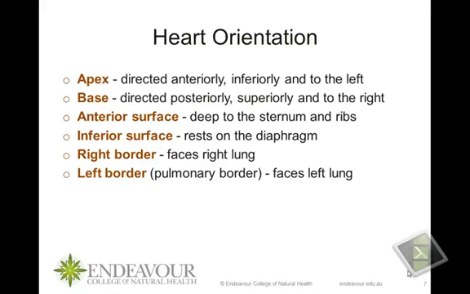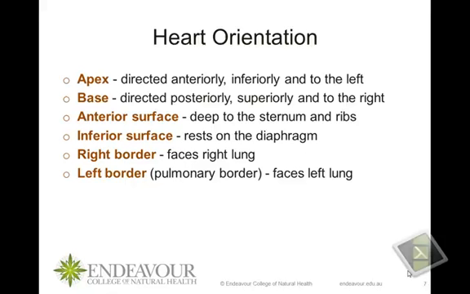So the orientation of the heart has an apex and a base. The apex is directed anteriorly and inferiorly and to the left of the thoracic chest or the chest cavity. The base is directed posteriorly and superiorly and slightly to the right. So the heart actually lies on an oblique angle. The anterior surface of the heart is deep to the sternum and the ribs. The inferior surface rests on the diaphragm. The right border faces the right lung, and the left border faces the left lung.